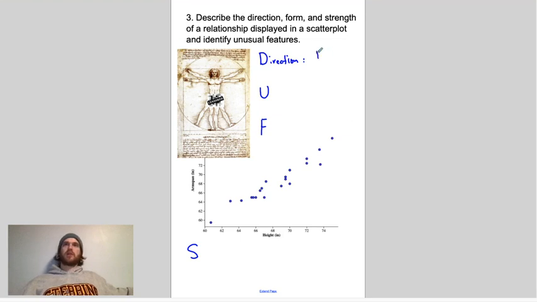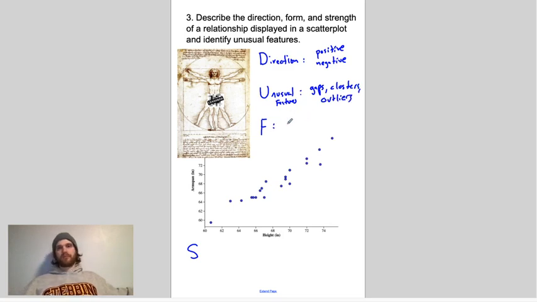That's right, but direction is positive or negative. Okay, and that has to do with positive slope or negative slope, positive correlation, negative correlation. Unusual features. Okay, that's going to be gaps, clusters, outliers.